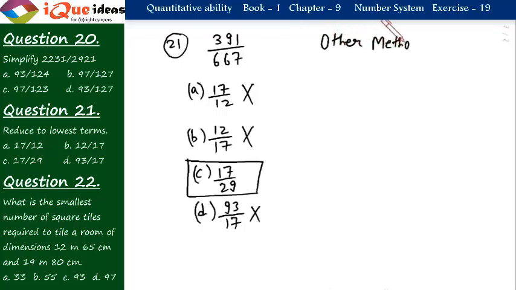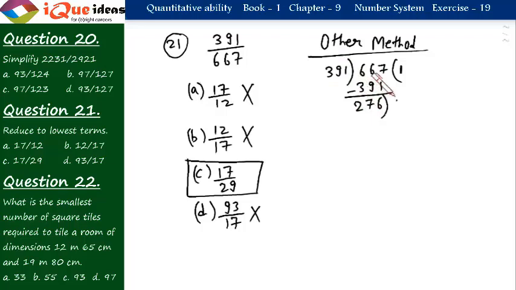How does it go? The other method goes by finding the HCF of two numbers. So let's use the long division method. 391 divides 667 one time. Subtract: you will get 6 here, and 16 minus 9 is 7, 5 minus 3 is 2.